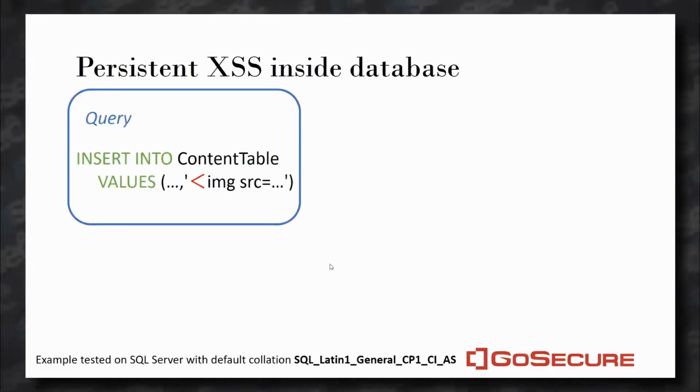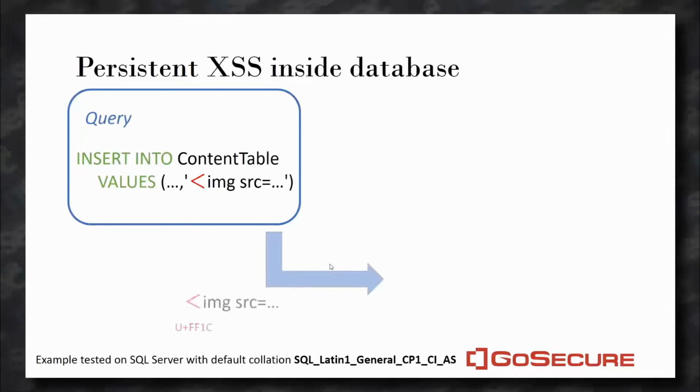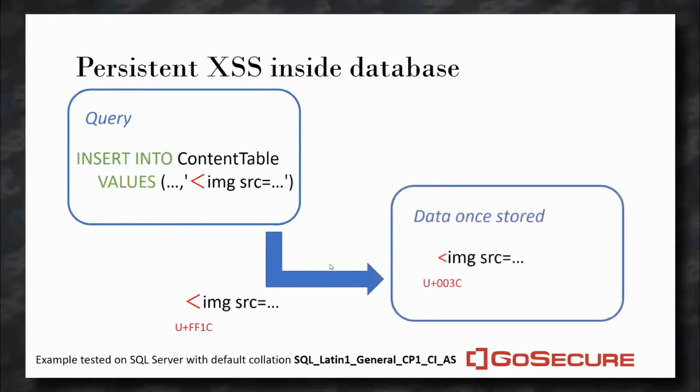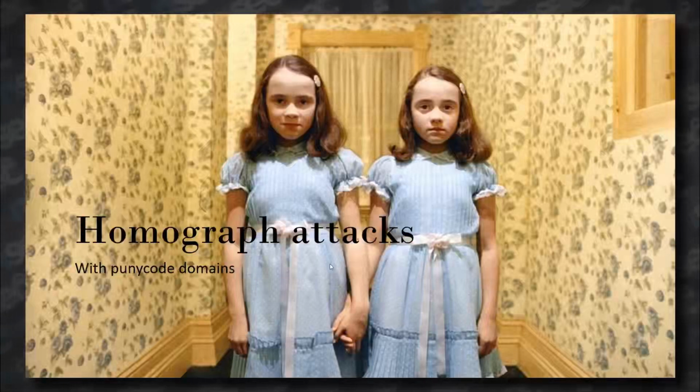depending on the collation, so the default encoding of your database, characters might be converted to ASCII characters. In this case, we're inserting an image source, but with the character FF1C. The way it will be stored, it will be the ASCII character. So in practice, we'll have our stored XSS, and it will render as shown on the right.